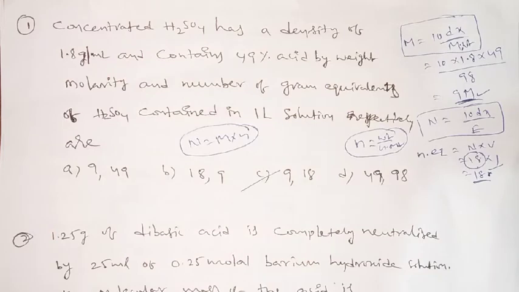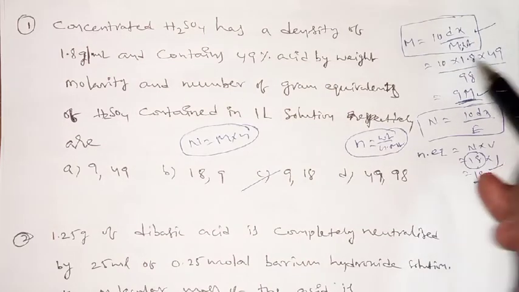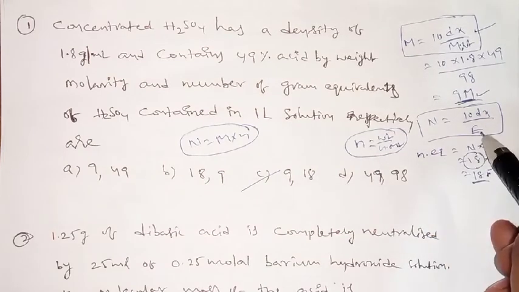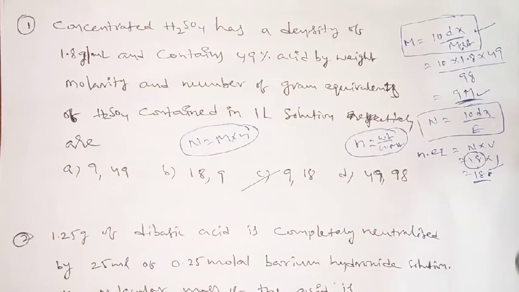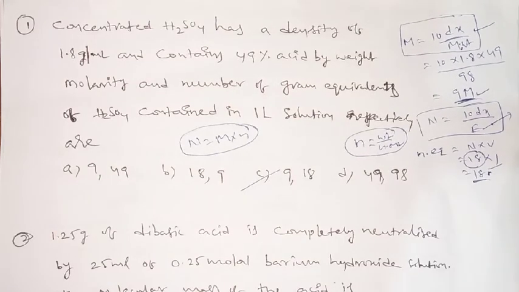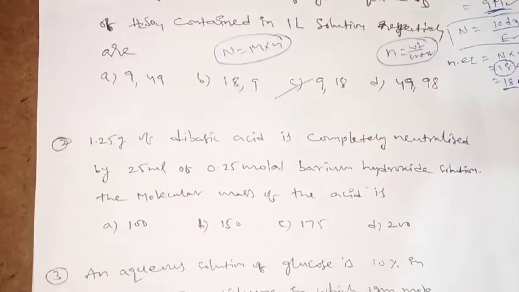Is it clear? So it is a very simple model. You have to remember this formula, and if instead of molarity they give the normality, it is 10 dx by E, where E is the equivalent weight. The equivalent weight concept we already discussed in the last video. Once you go through that, I will inform you in the description also. So look at the next question.